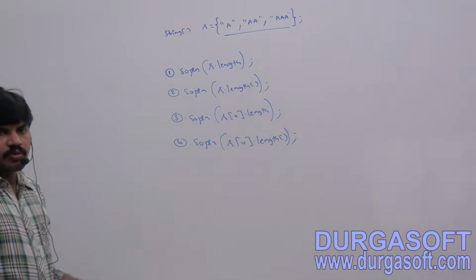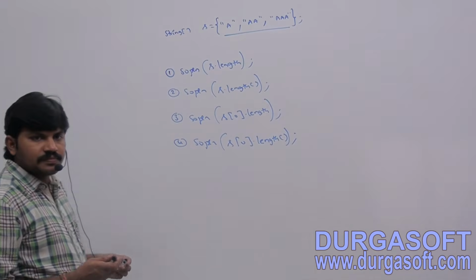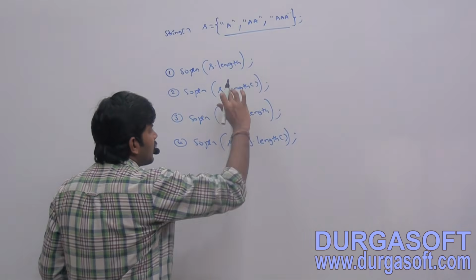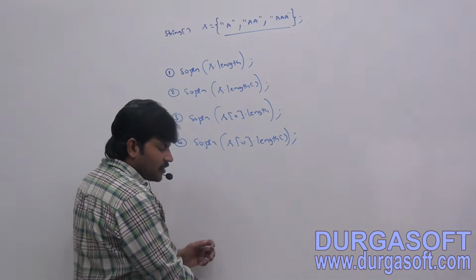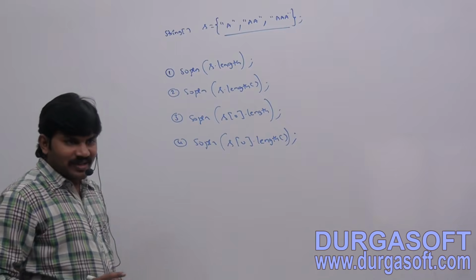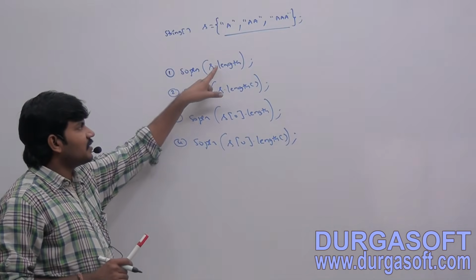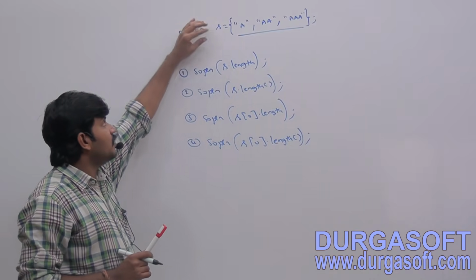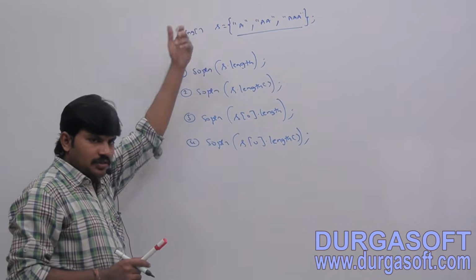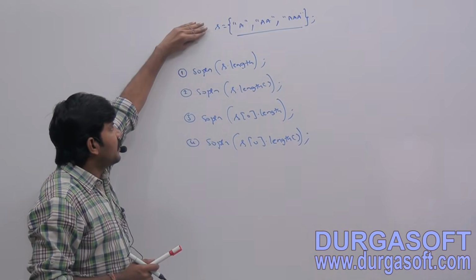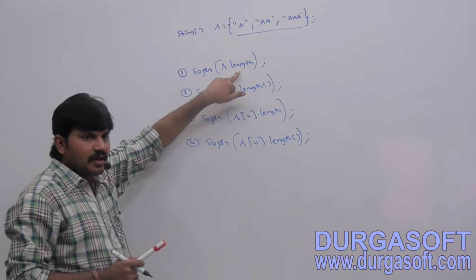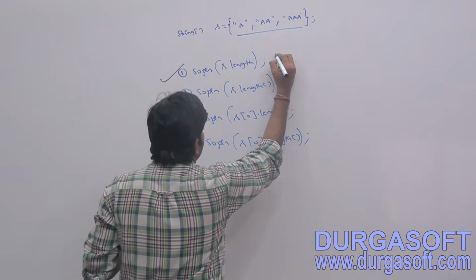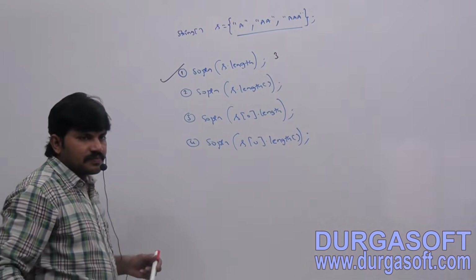Among these, which are valid, which are invalid, and what output are we going to get? S dot length: valid or not? Valid. S is an array, a string array. For the array, is the length variable applicable? Yes. Then the answer is 3, because 3 elements are there.